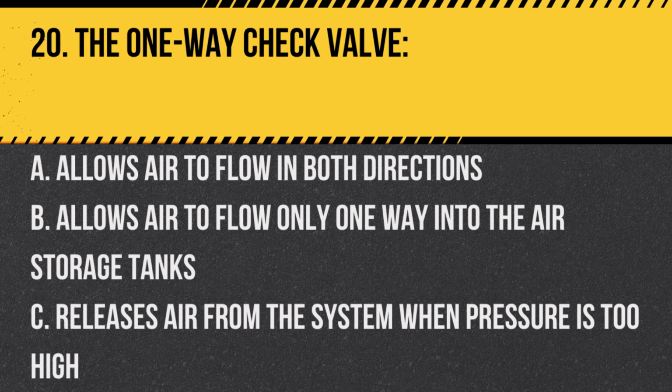Question 20. The one-way check valve. A. Allows air to flow in both directions. B. Allows air to flow only one way into the air storage tanks. C. Releases air from the system when pressure is too high. Answer: B. Allows air to flow only one way into the air storage tanks. It prevents loss of air if the compressor fails.